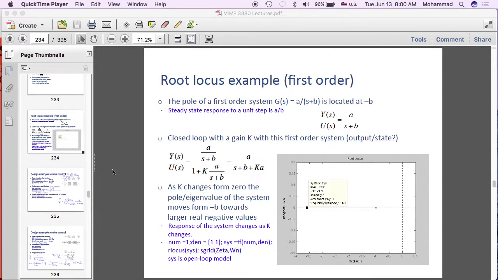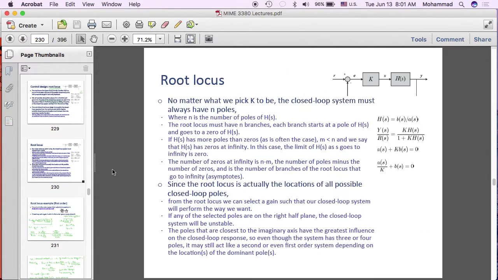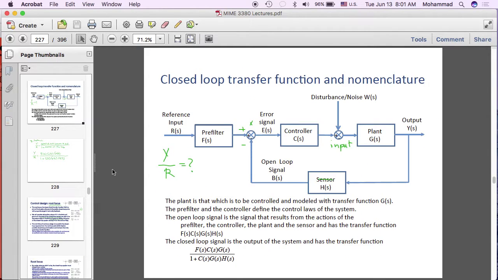So this is the typical block diagram of a closed loop system where our objective is to control the plant, G of S. And in order to achieve that, we need to sense the output of the system. That's why we have H of S as the sensor. H of S represents the dynamics of the sensor.